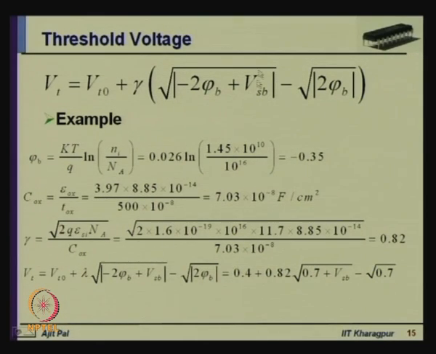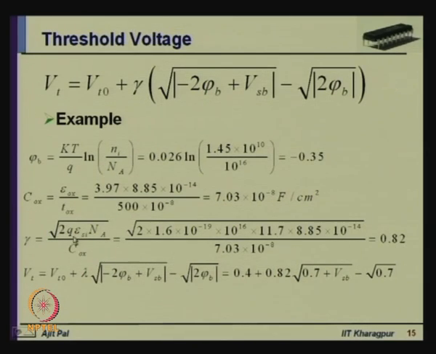See, phi b is minus 0.35, and COX is equal to epsilon OX by TOX, and this is the value 7.03 into 10 to the power minus 8 farad per centimeter square, and you can substitute the various values to get gamma. Gamma becomes 0.82.